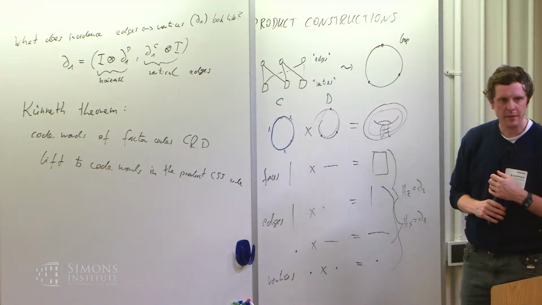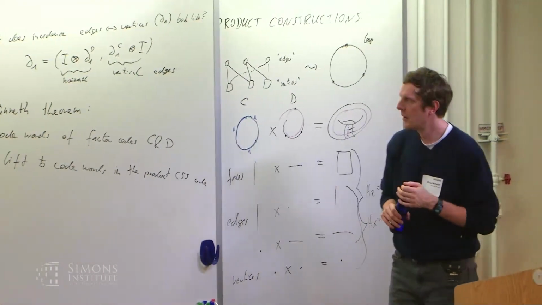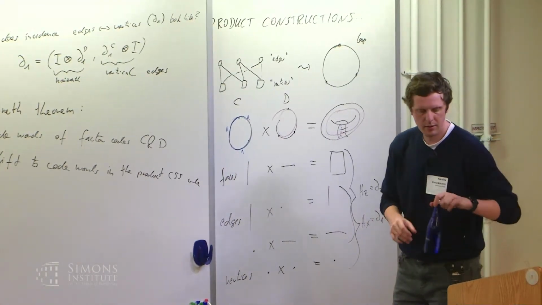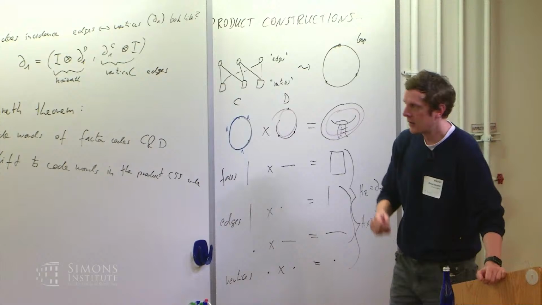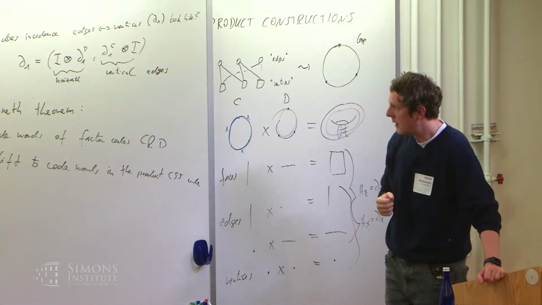Any more questions? Yes, please. Can you repeat what the punchline of this theorem is? So you have the code words for C, code words for V. What's the claim about the code words for the third code?